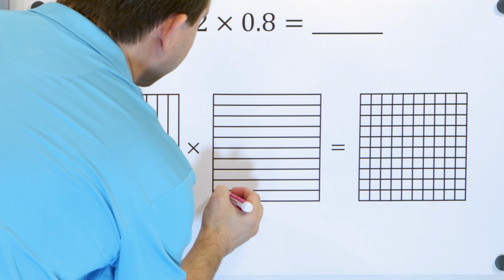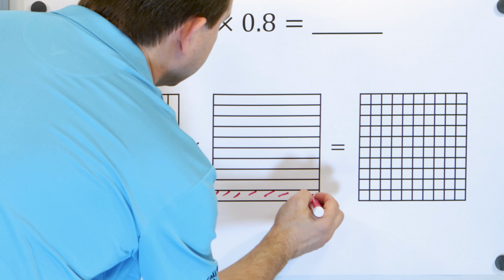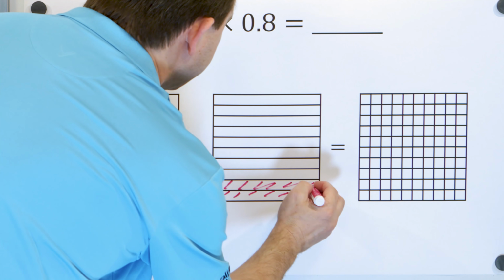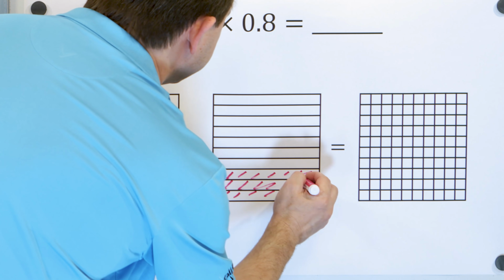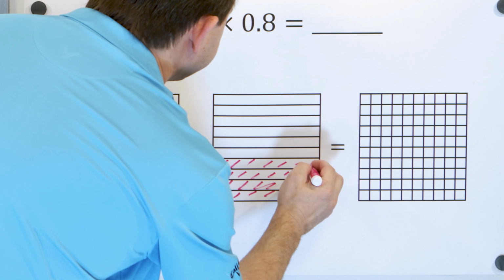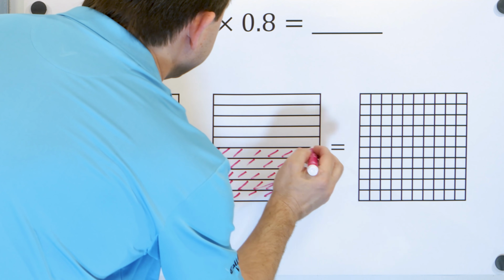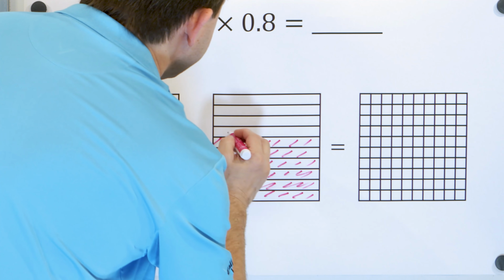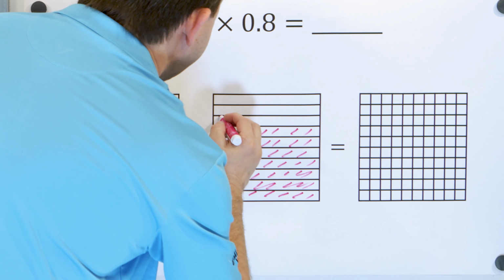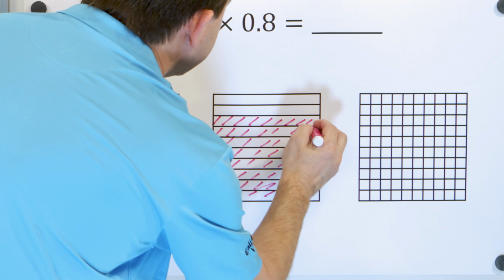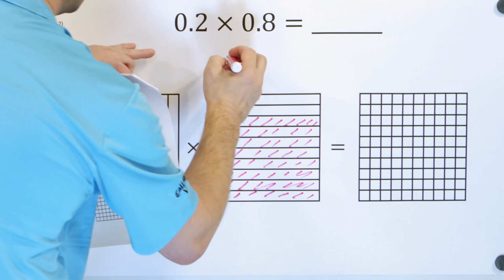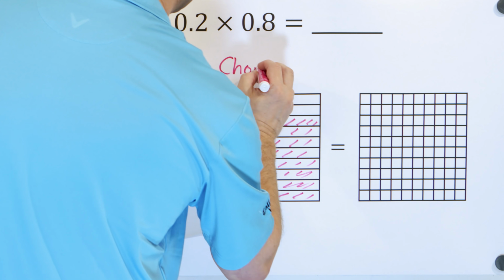I'm multiplying by, here's 1, here's 2 out of 10, here's 3 out of 10, here's 4, here's 5, here's 6, here's 7, and here's 8. 8 out of 10. So this is my chopping factor. I'll just write it on the top here to remind you. Chop. This is what you're chopping by.